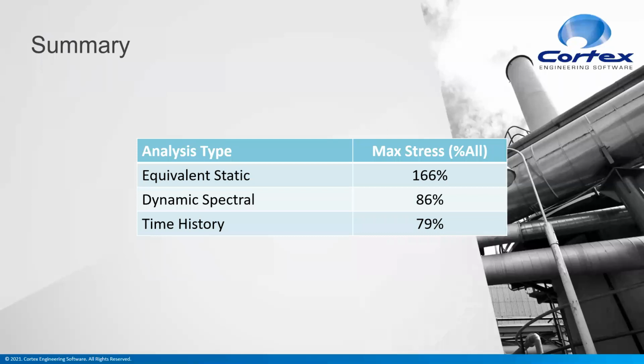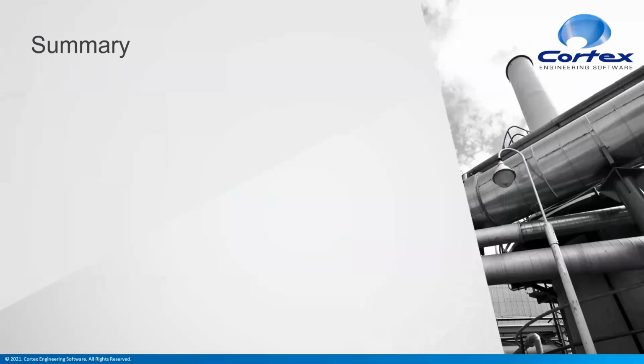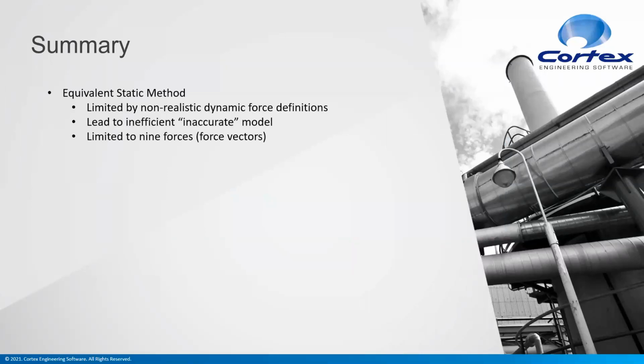Okay, so now we're looking here at the summary of the stress system results. Equivalent static was 166%, dynamic spectral 86%, and time history was just under 80%. The reason that we have these results, of course, is because the equivalent static method is limited by non-realistic dynamic force definitions. And that leads to a relatively inefficient or inaccurate model. And one of the other limitations of the static method is that in CESA2 at least, we're limited to 9 forces or 9 different changes of direction.